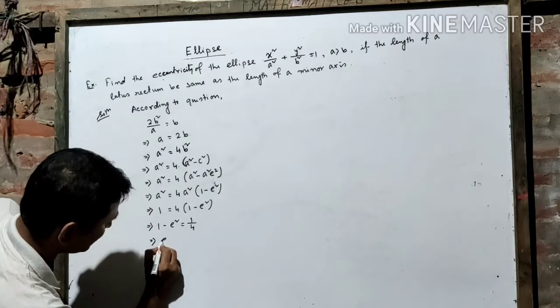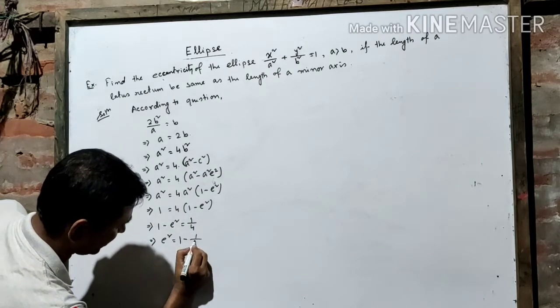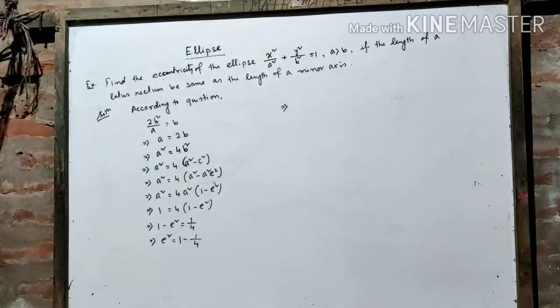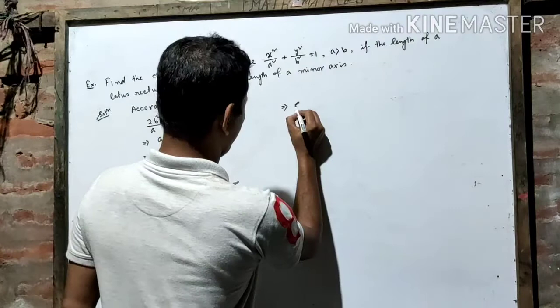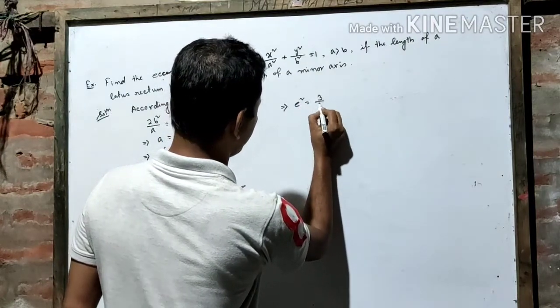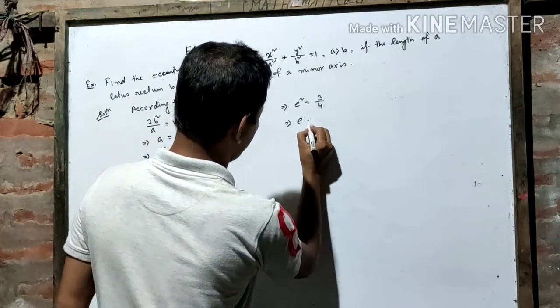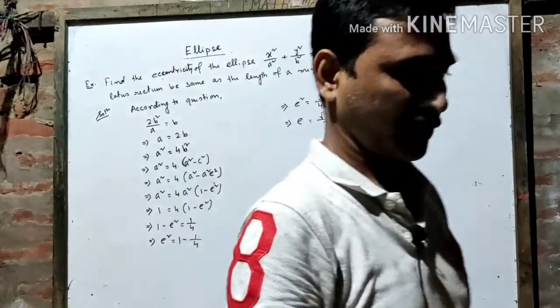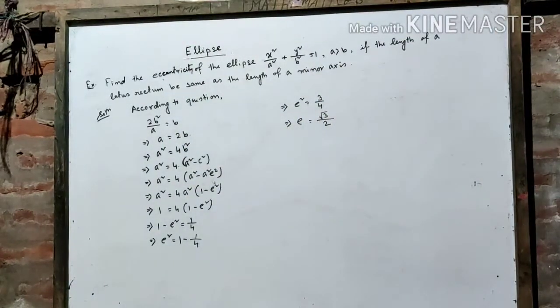This implies e square is equal to 1 minus 1 by 4. This implies e square is equal to 3 by 4. This implies e is equal to root 3 by 2. Okay.